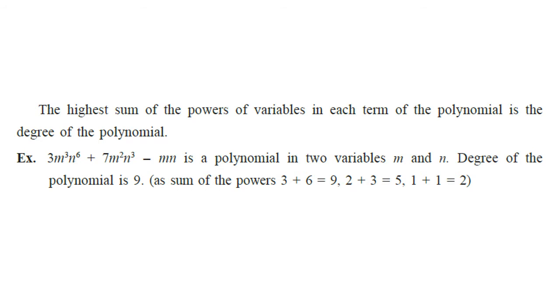Let's see one example. 3m cube n raised to 6 plus 7m square n raised to 3 minus mn is a polynomial in two variables m and n. The degree of the polynomial is 9 as the sums of powers are 3 plus 6 is 9, 2 plus 3 is 5 and 1 plus 1 is 2, and the highest sum is 9. Therefore, the degree of the polynomial in this equation is 9.